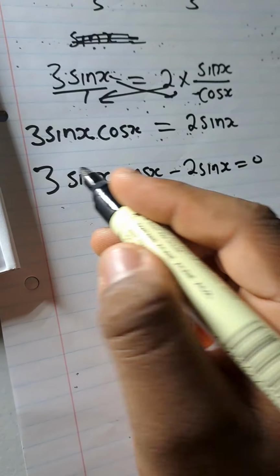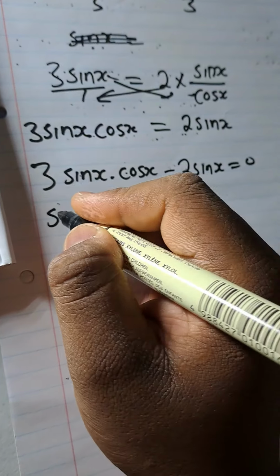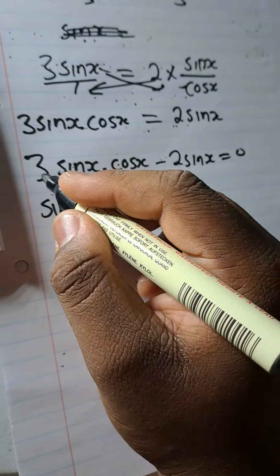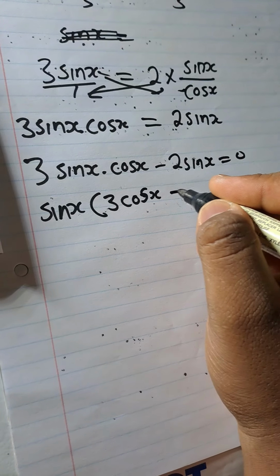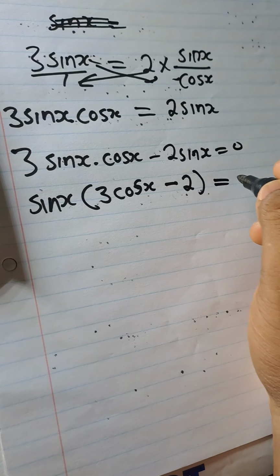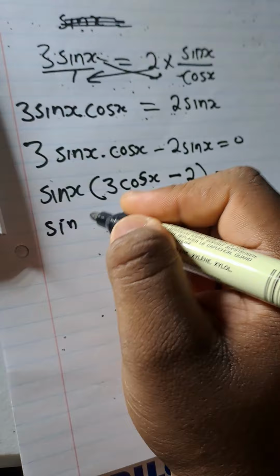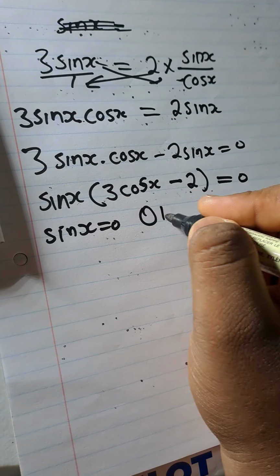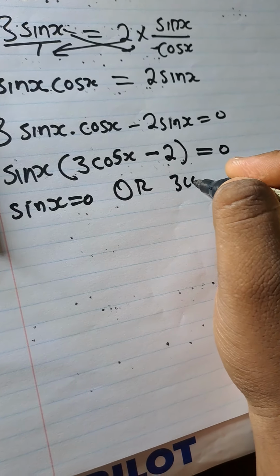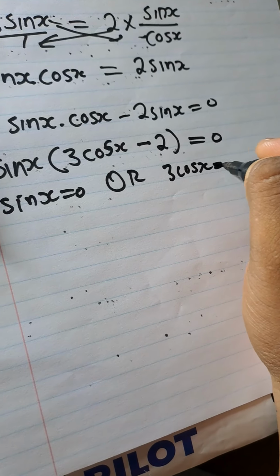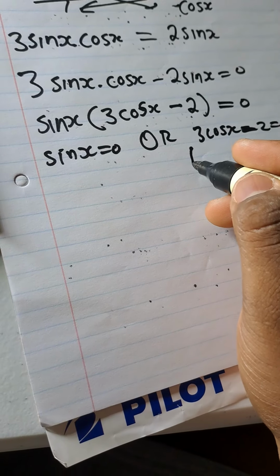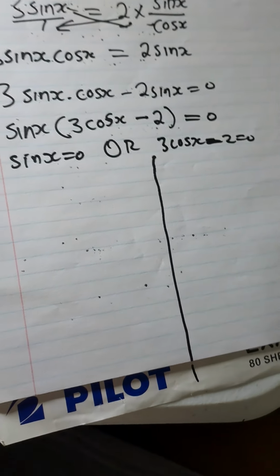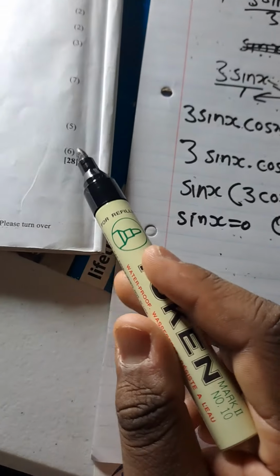What's common is the sine, so I'm just going to take sine x out, open bracket, and I'm left with 3 cos x minus 2, close bracket, is equal to 0. Then sine x is equal to 0, or 3 cos x minus 2 is equal to 0. So this is a reduction angle. This is a general solution. You have to solve it in 2 ways, because check, this is 6 marks, so you have to be careful.